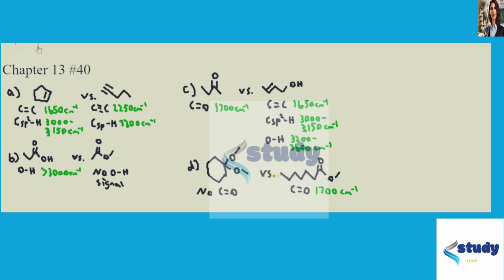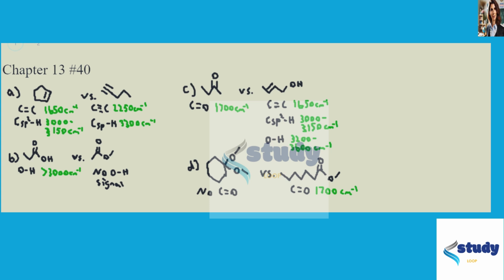This is the answer to Chapter 13, problem number 40 from the Smith Organic Chemistry textbook. This problem is giving us 6 pairs of molecules and asking us to identify what the differences would be in their IR spectrums.